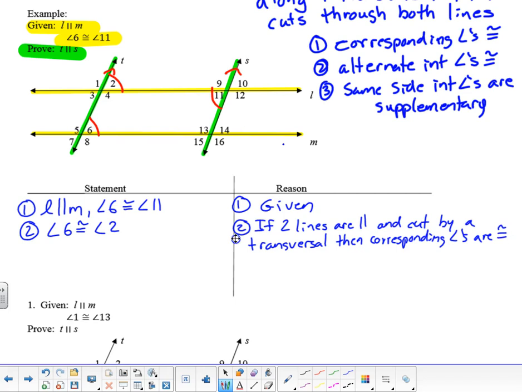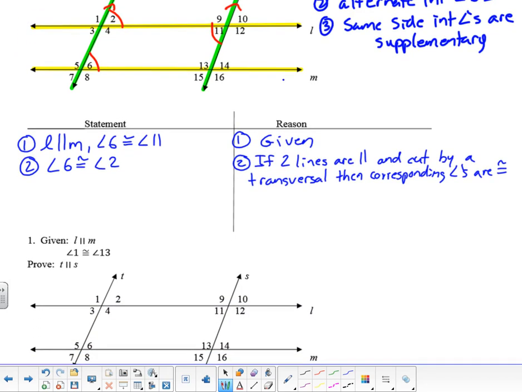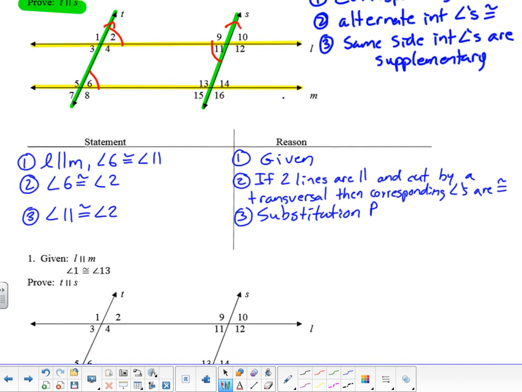Now, since 6 is congruent to 11 and 6 is congruent to 2, we can say that angle 11 is congruent to angle 2. We can do that with substitution, or we could say that's transitive. Either one of those works. Now here's the key: since 2 and 11 are congruent, you have to see that 2 and 11 are along line L, and line L is the transversal that cuts through T and S. Therefore we can say T is parallel to S because alternate interior angles are congruent.